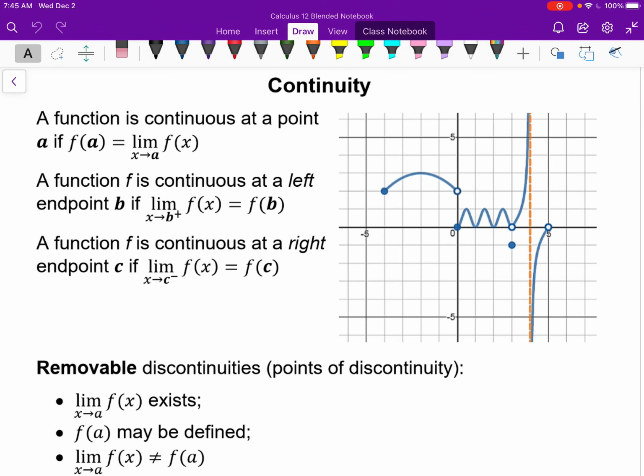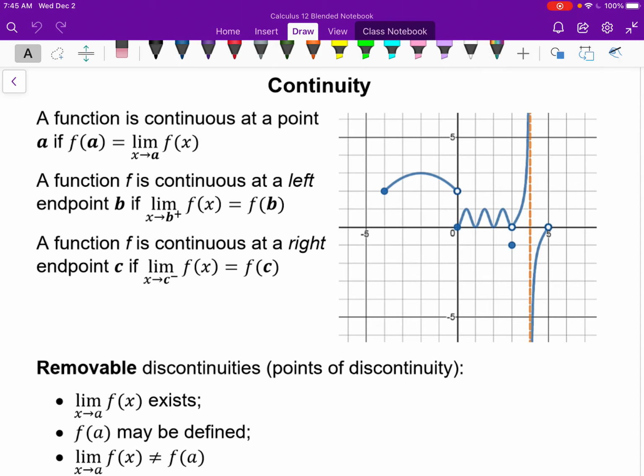So this lesson on continuity is about using limits as a way of understanding different types of breaks in graphs. In general, a function is continuous if there's no breaks. For example, x squared is continuous. A linear function is continuous. There's no breaks in the graph at all. It's continuous for all real numbers.